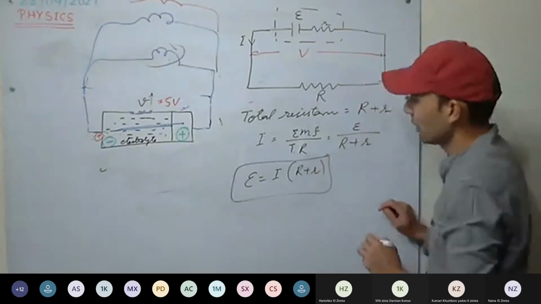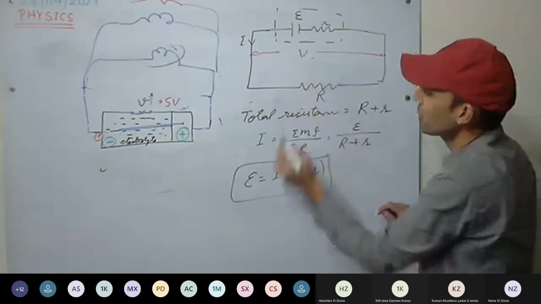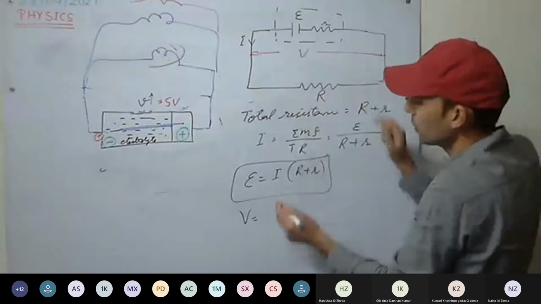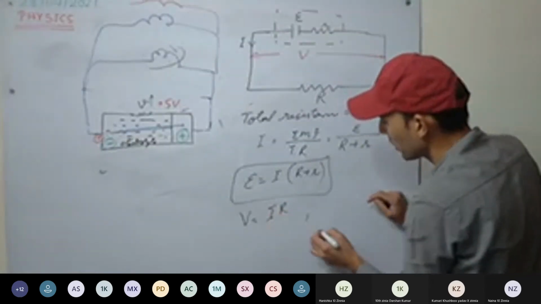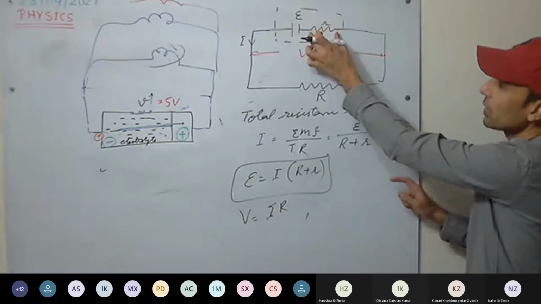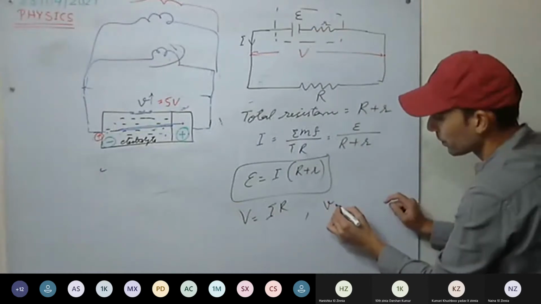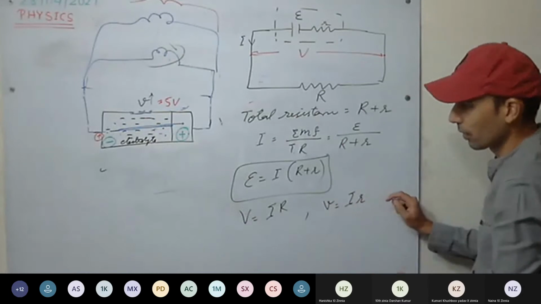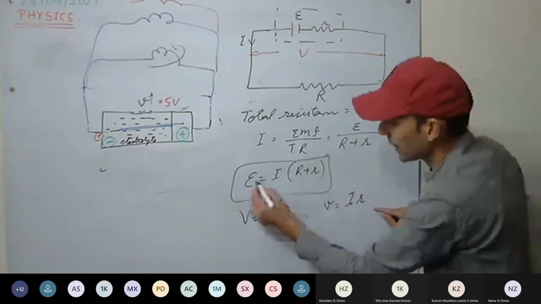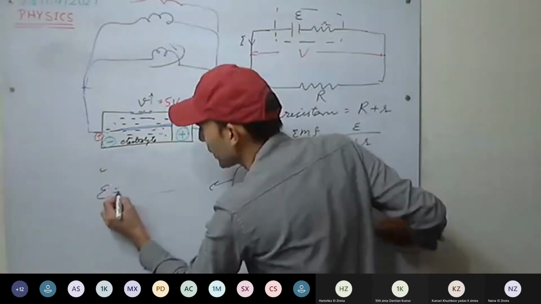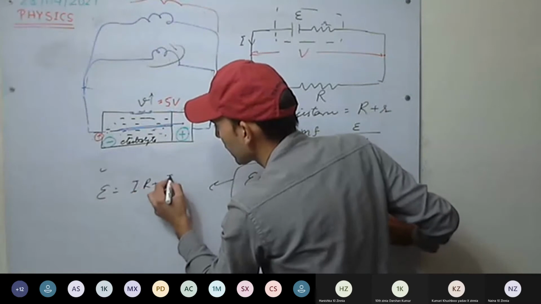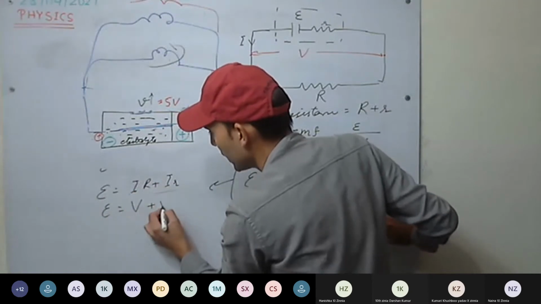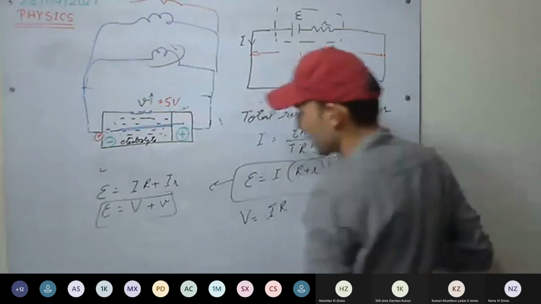This is EMF. What will be the terminal voltage? V across this one is I into R. This is the terminal voltage. What is the internal voltage drop? I into small r. Same we will be getting again: if we write E equal to IR plus I small r, EMF equals capital V plus small v. This we already discussed.